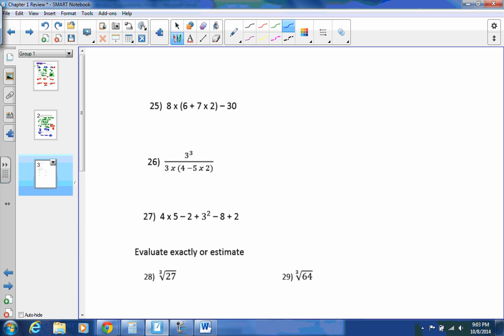Remember PEMDAS: P, E, M, D, and then A and S. Remember M and D are done at the same time, and A and S are done at the same time. It doesn't matter the order, go from left to right. So let's check parentheses first for number 1.